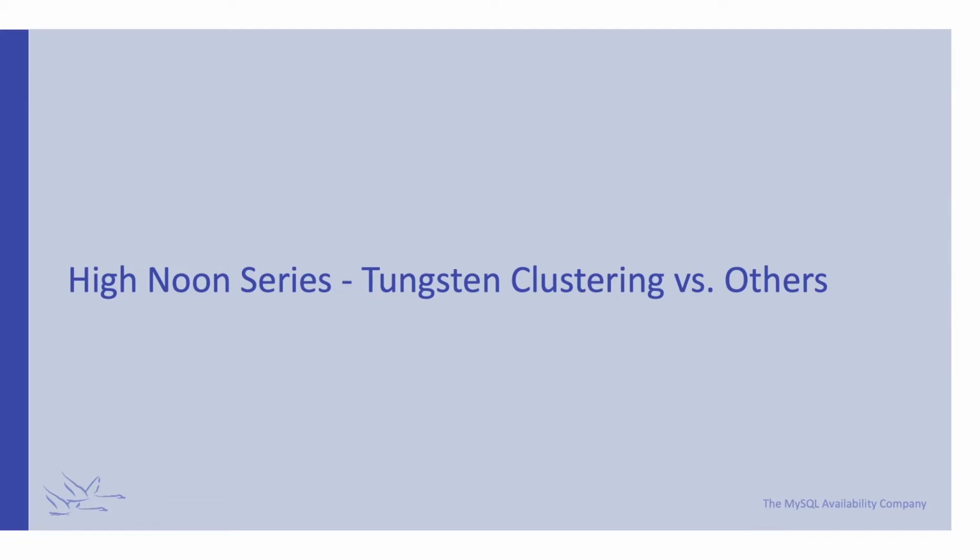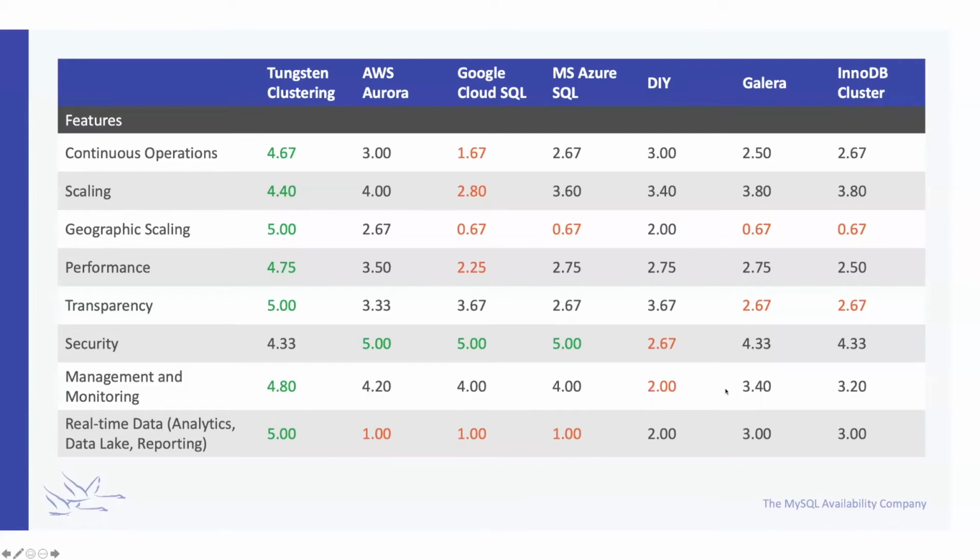So let's get into the High Noon series. This is a new series where we are comparing other MySQL clustering products to Tungsten clustering. We're going to look at a bunch of products, and we do a deep dive with each product. We rank them and figure out what features they have, what they don't, and how well each feature works. We're able to roll them up into a scoring system, from 1 to 5 in each of these areas.